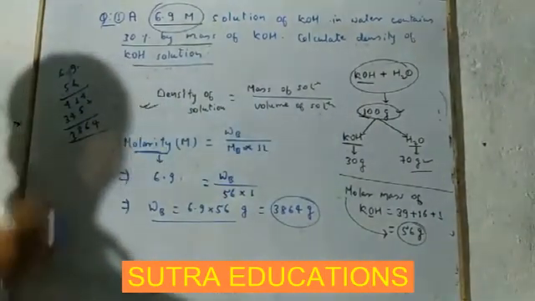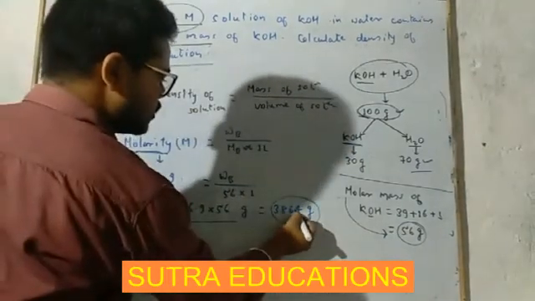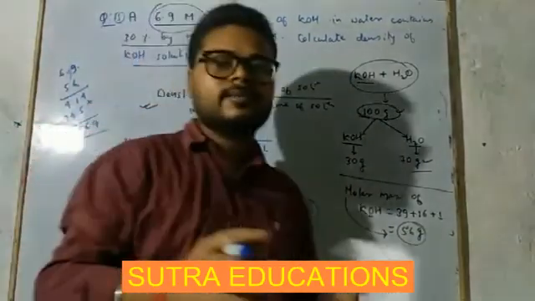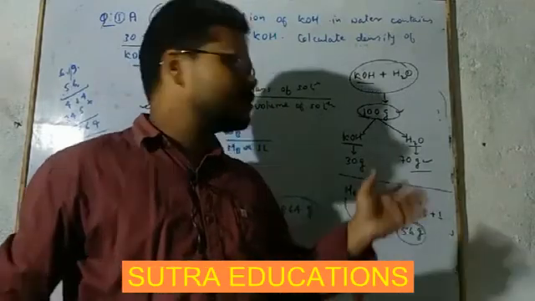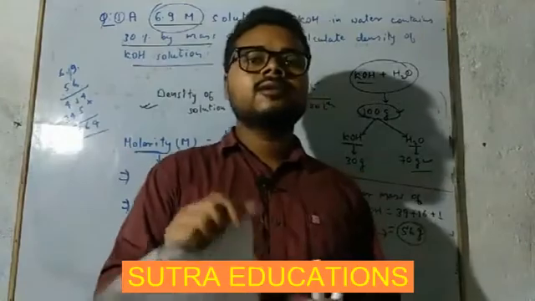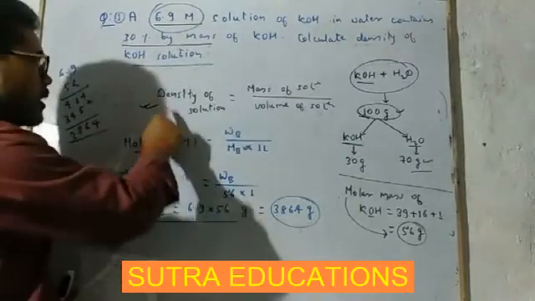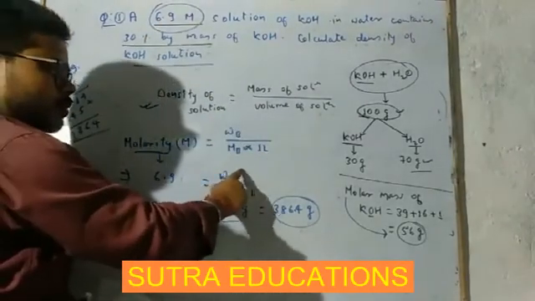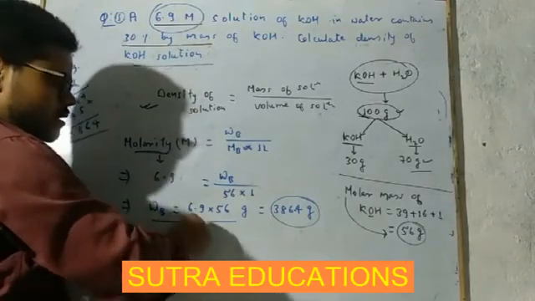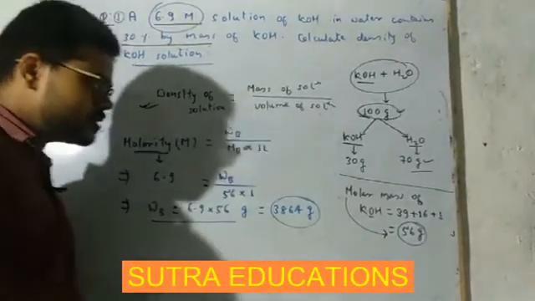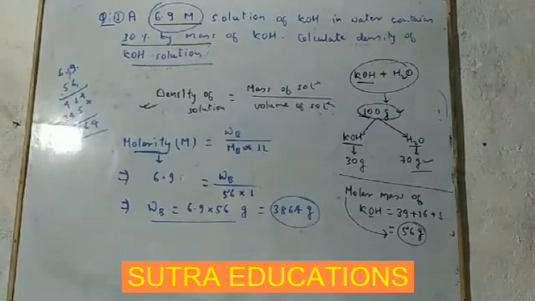With one decimal place, it will be 386.4 gram. We have the molarity, which is mass of solute divided by molar mass of solute into volume of solution in liter. So 6.9 is equal to WB upon 56 into 1, and WB is equal to 6.9 into 56, so it is 386.4 gram. We have calculated the mass of solute.